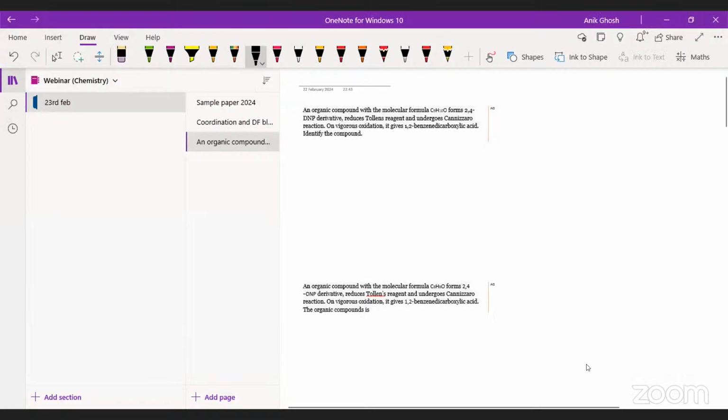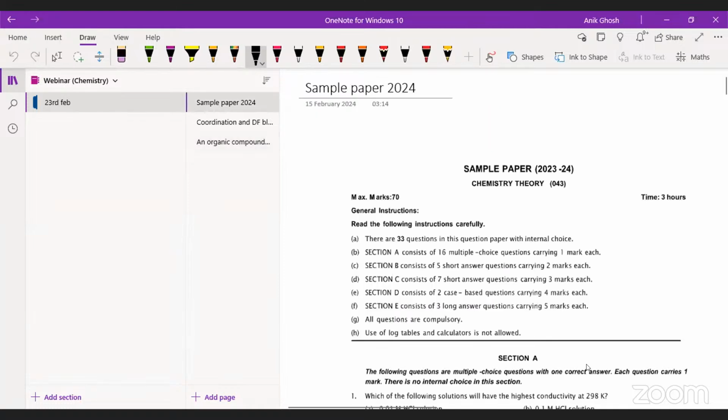I have also given that to you in your account as well. I mean, in the OneNote only. Okay, I'm going to show you here. So this is the OneNote. It goes by the name of Webinar Chemistry, and you'll be able to see this is 23rd Feb, which is today. And here you can see the sample paper that I was talking about.